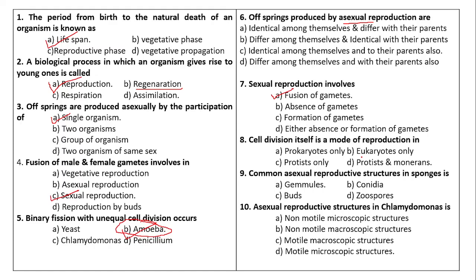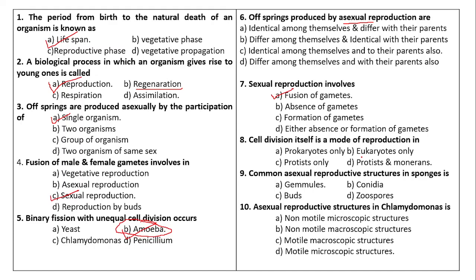Monerans are unicellular organisms and protists are also unicellular organisms. Here, instead of eukaryote or prokaryote, in all the unicellular organisms, cell division itself will be the type or mode of reproduction. Both in case of Monera and Protista, you can see unicellular organisms. That is why in both Monera and Protista, the type of reproduction is nothing but the cell division itself.